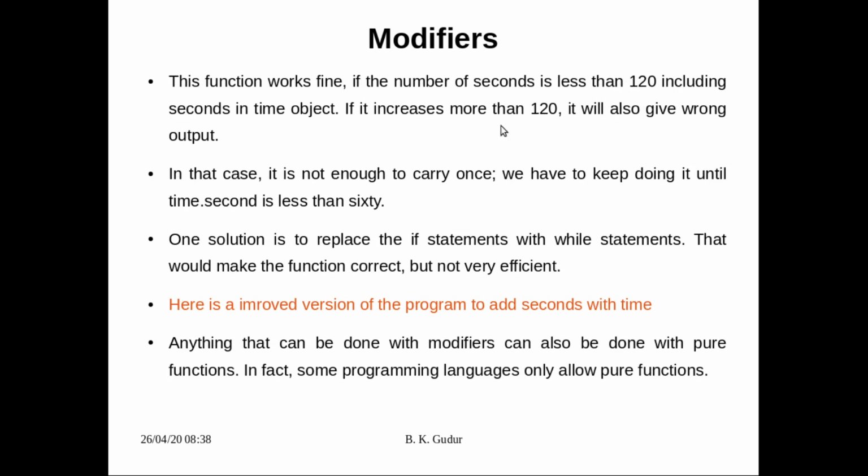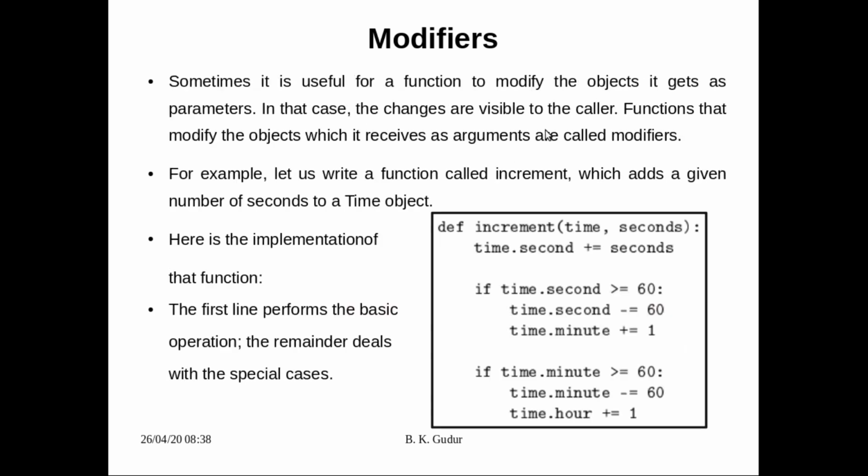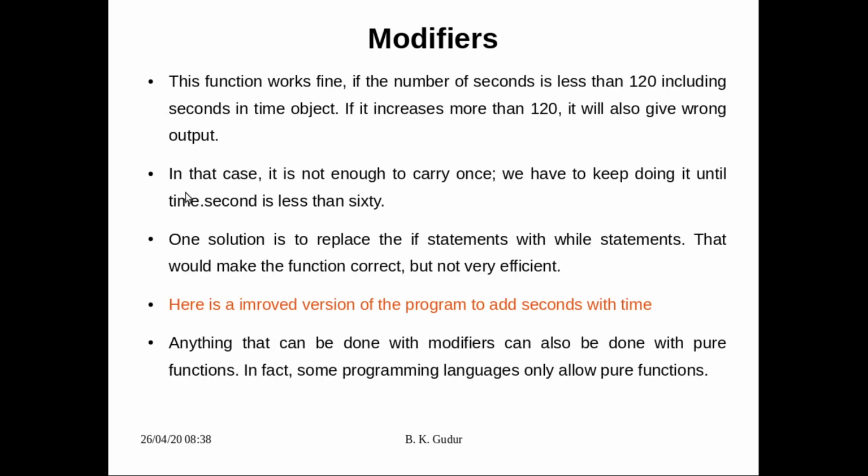If after adding, the number of seconds increases to more than 120, it is also going to give a wrong result, because here what we are doing is just subtracting 60 from this. For example, if I give more than 60, like 120 seconds, here it is going to give a wrong result. Then what is the solution?